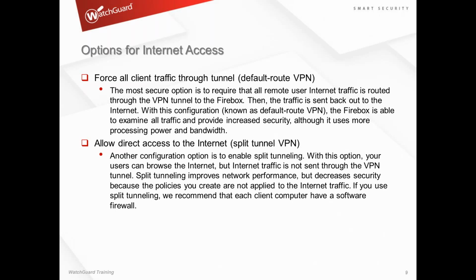So what we can do is force all client traffic through the tunnel, and that's what we call a default route or a zero route tunnel. Again, that's the most secure option that requires all that traffic routed through the VPN tunnel to the Firebox, and then it's sent out to the internet. So in this case, whatever website you're going to on the internet is going to see the external IP address of the firewall. It does use a bit more processing power and bandwidth, so as you're sizing up your firewall, make sure that you take those needs into consideration as well.